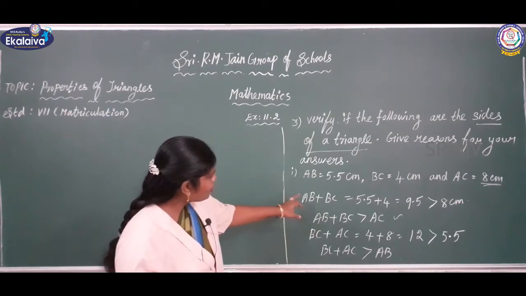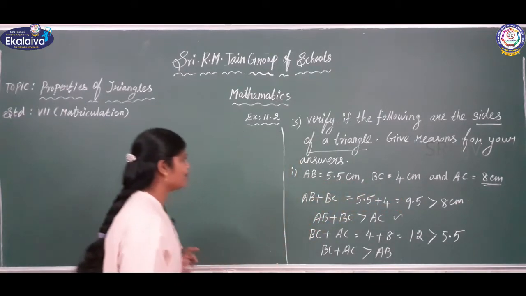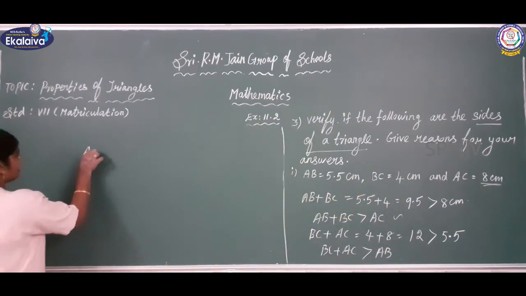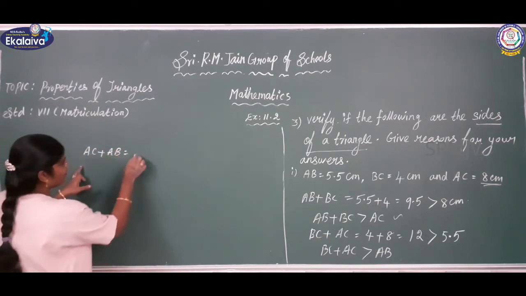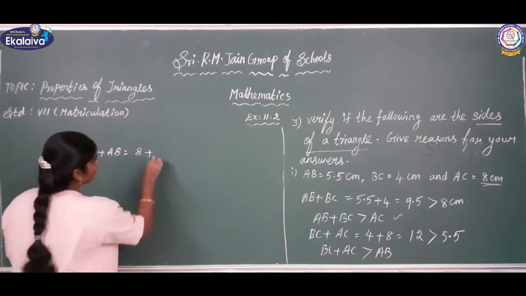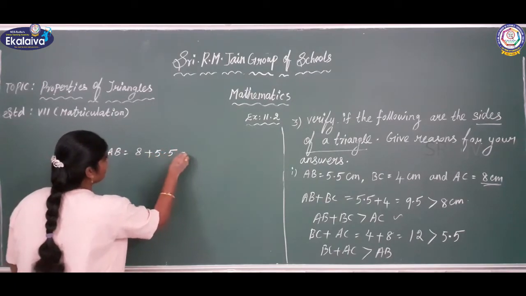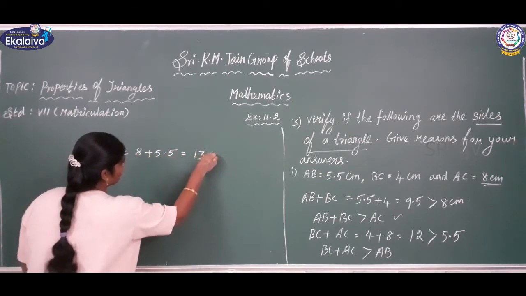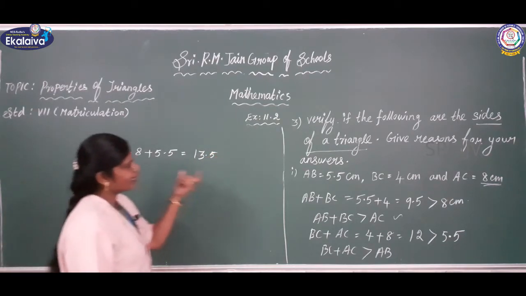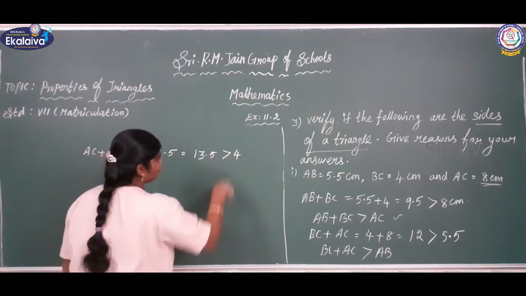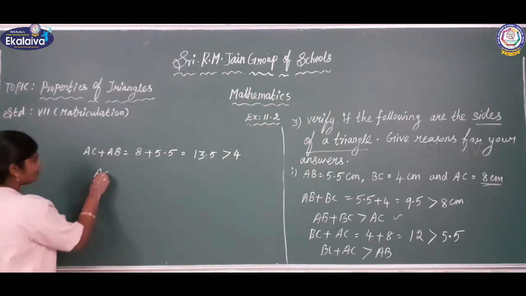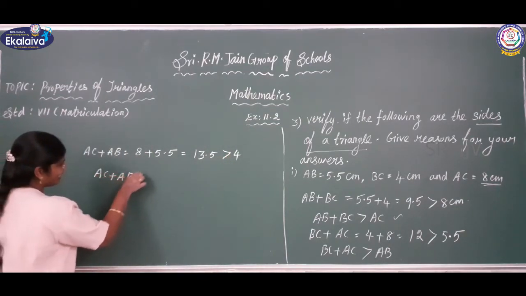Next, I am going to add AC plus AB. AC plus AB is equal to AC value 8 plus AB 5.5. When we add this, what will you get? 13.5. Which one did I leave here? BC. BC value is 4, so AC plus AB is greater than BC.